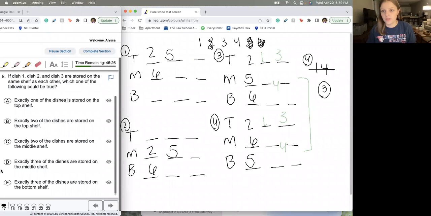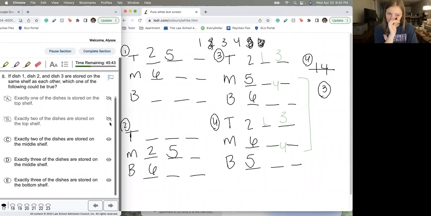And it's talking about it could be true, which means it just has to happen once in order for our correct answer to be correct. So I just have to find where our answer choice is happening at least once, and that'll be my answer choice. So could it be true that exactly one of the dishes is stored on the top shelf? Well, between my 2 diagrams, that top shelf is always going to be full. So there's no way that I can have 1 or even 2 dishes on that top shelf. It always has to be 3. So this is going to eliminate A, and it actually eliminates B, because it says exactly 2 of the dishes are stored on the top shelf. Again, between these 2 diagrams, I have to have 3.